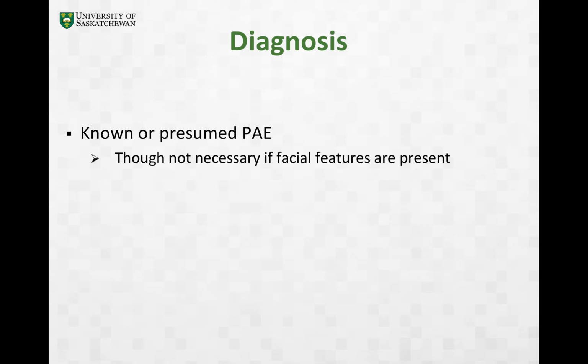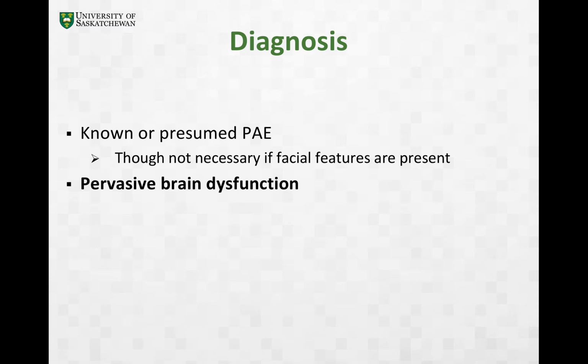Now, how do we diagnose FASD? There are some important things that we need to know. First of all, that there is known or presumed prenatal alcohol exposure. When I'm talking about presumed alcohol exposure, that means that we have reliable evidence, if not directly from the birth mother, then from others who would be reliable sources, that there was prenatal alcohol exposure. This is not a requirement, especially if there are some of the facial features that are present for FASD.